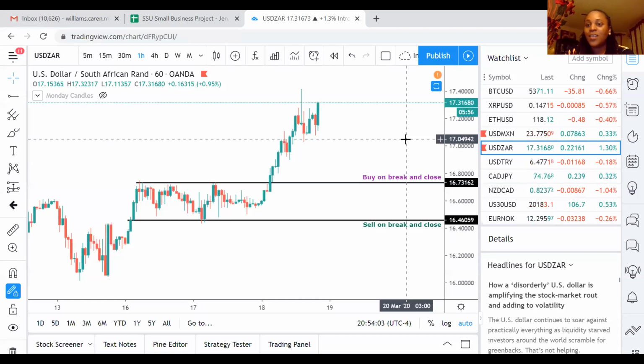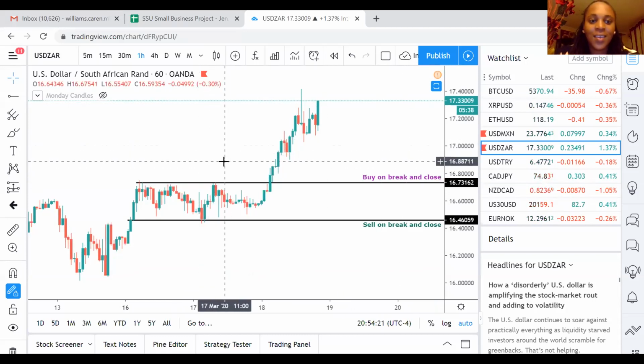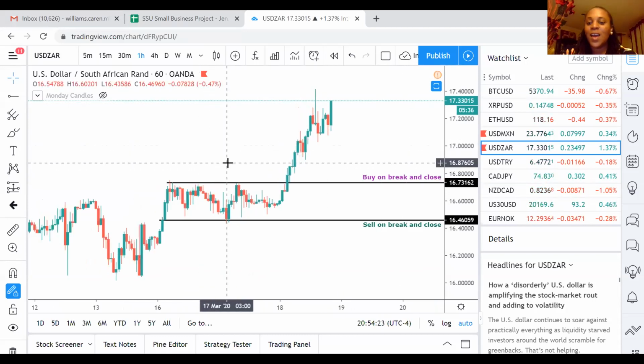ZAR being one, MXN being another. I've got a love-hate relationship with USD TRY, Turkish lira. But definitely, ZAR has been respecting my strategy from day one, week one. Last week we did like 3,000 pips in ZAR in one day. Come on, people. This is respect to the strategy.